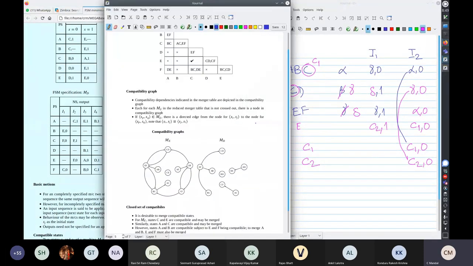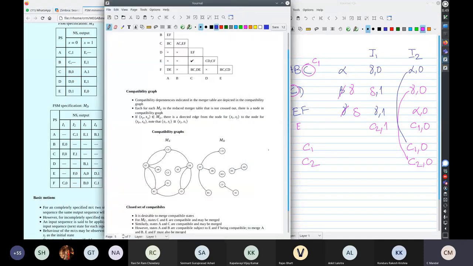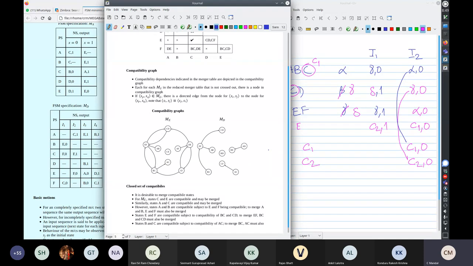So why don't you do this on your own? You can do it right away. Yeah. So please work out the optimization. So find out the closed set of compatibles for MD and then construct the reduced FSM for MD. Yeah, please do it now.